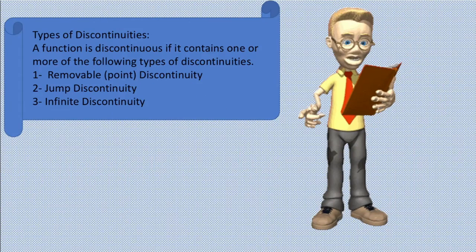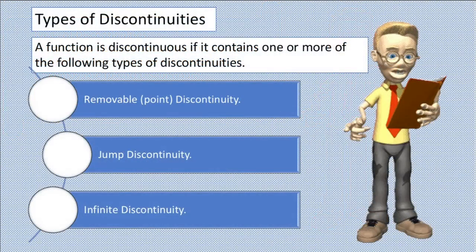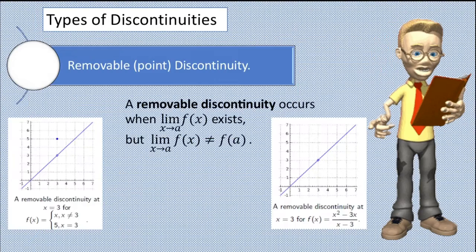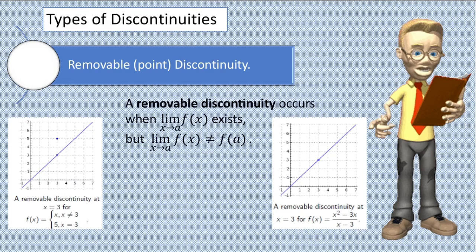So the types of discontinuities are removable discontinuities, sometimes we call it point discontinuity, jump discontinuity, some other times we call it jump or gap discontinuity, and then infinite discontinuity. So now we're going to take each and every type of discontinuities and we're going to discuss them in details. So we start with removable discontinuity.